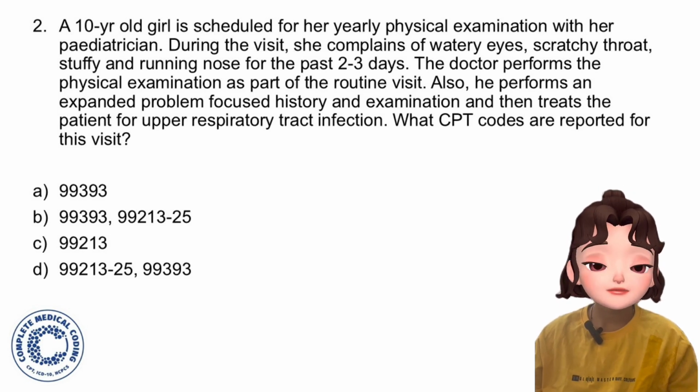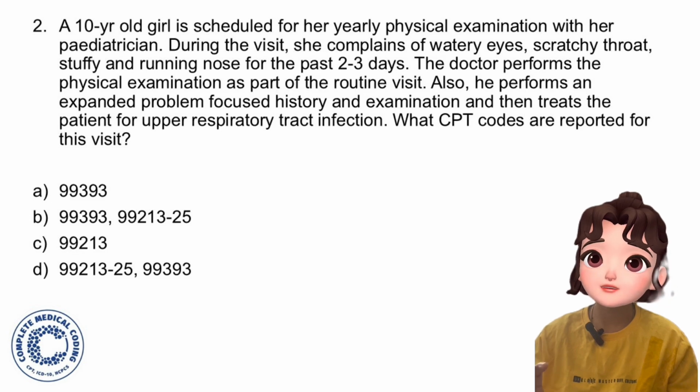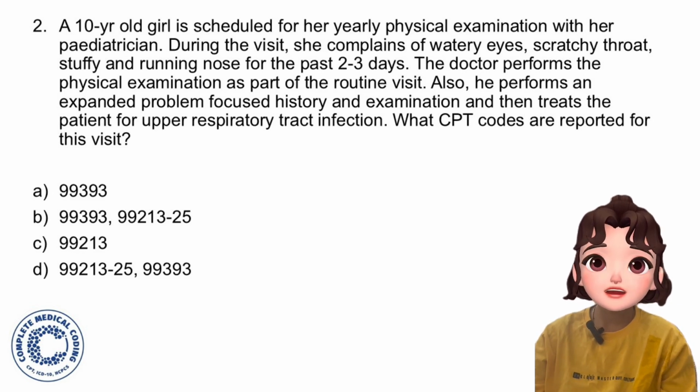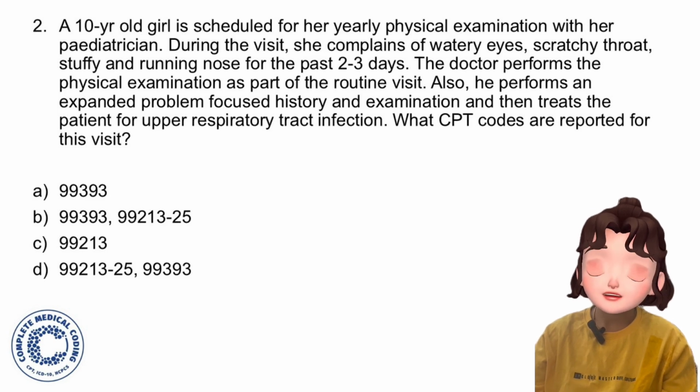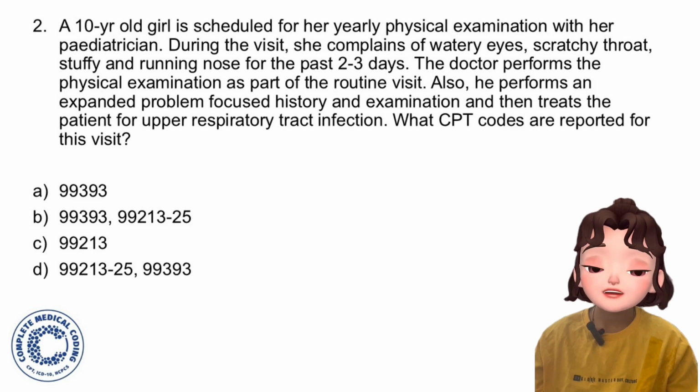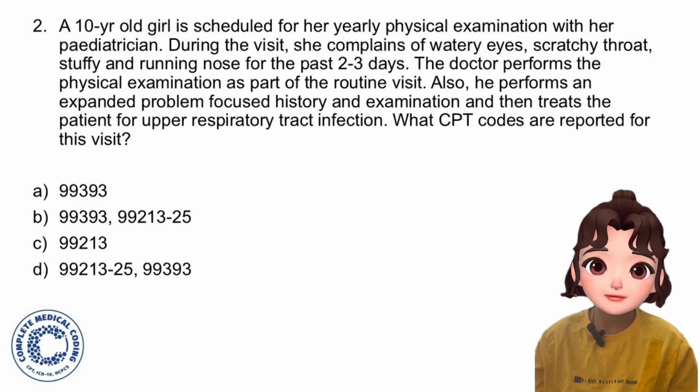So what is 99393? As you already know, the patient is here for a routine preventive medicine examination. Routine periodic examination will fall under the preventive medicine section. So 99393 is the periodic comprehensive preventive medicine, late childhood, age 5 through 11 years. This is a 10-year-old girl, so 5 through 11 years you have to select. That is why the 99393 code. And what is 99213?